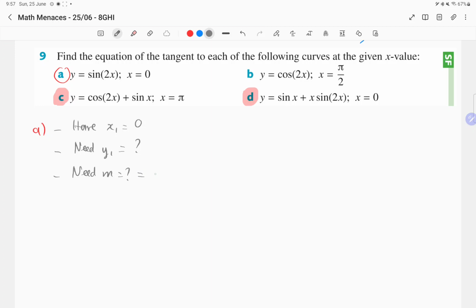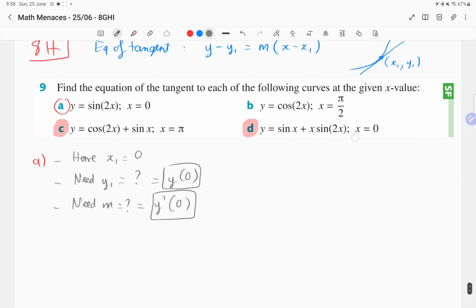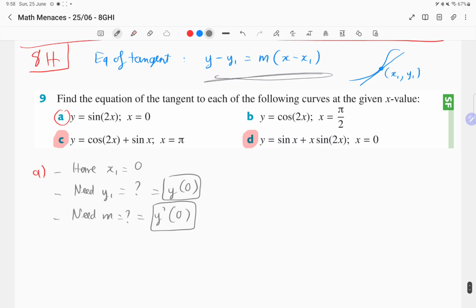The gradient is essentially just deriving it, so that's y dash at the x value, which is 0. And y1 is essentially subbing 0 into the original equation. This is similar to the question you did in the previous chapter, where they asked you to find the y coordinate and the gradient. This question just has one more step, which is to write the equation of the tangent. So you find the y coordinate, find the gradient, and then sub into the equation of the tangent formula, which is this one here.